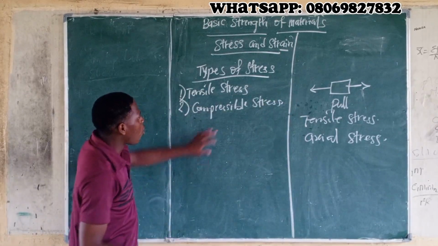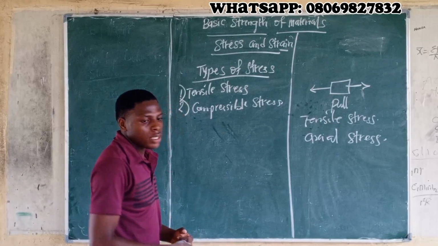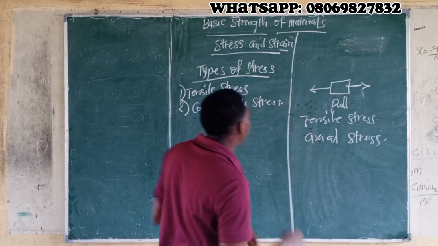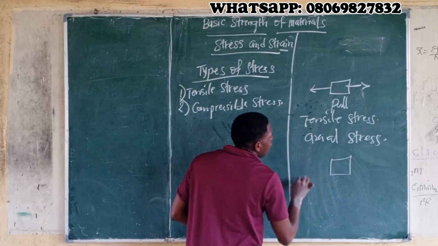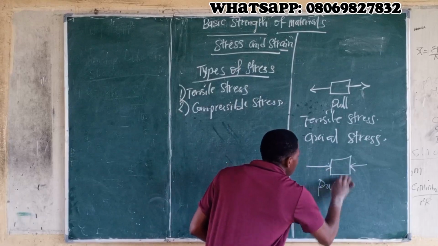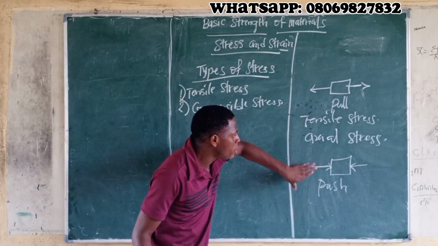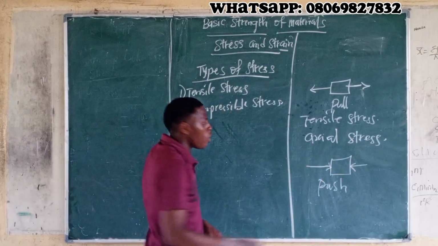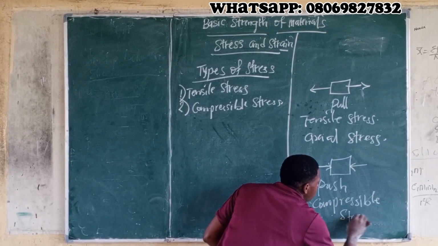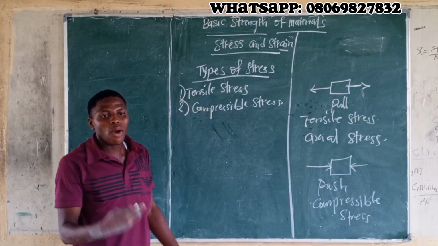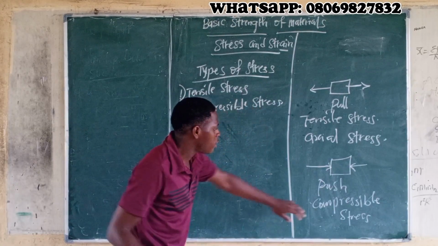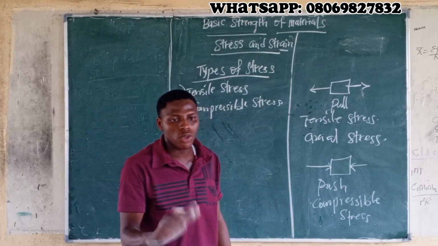Now the second one is called the compressible stress. Take this down. The compressible stress is the stress due to push. Now, if you have an object of this manner, and this object is pushed towards this direction, the stress due to pushing this object like this and like this is called the compressible stress. Now your compressible stress can also be called hydrostatic stress. So if you are not seeing compressible stress, you'll be seeing hydrostatic stress. Don't be confused.